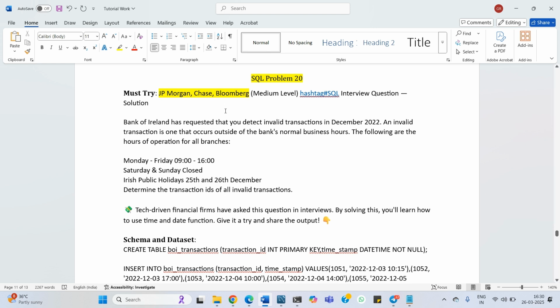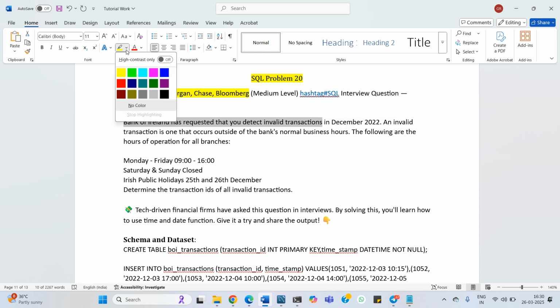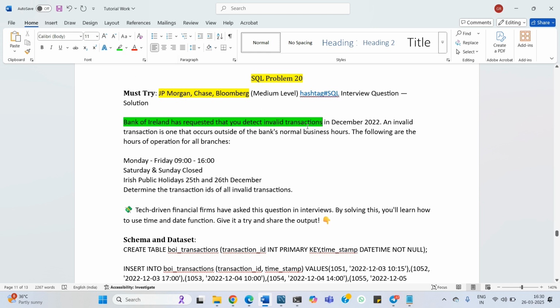In the problem statement, they have said that Bank of Ireland has requested that you detect invalid transactions settled in December 2022. So this is our first problem segment. From the first line we can say this question is about bank records, and from that we can find invalid transactions.